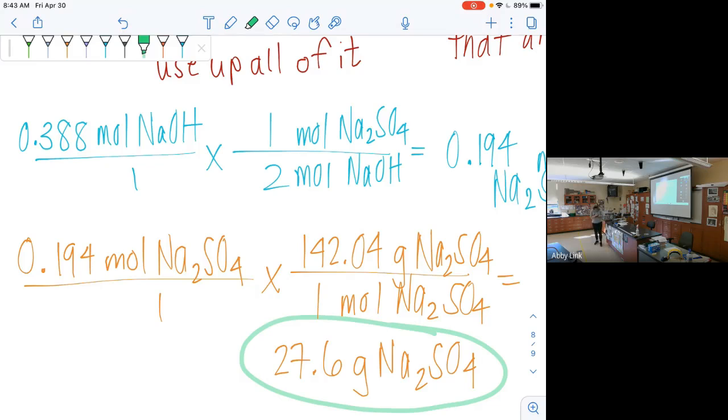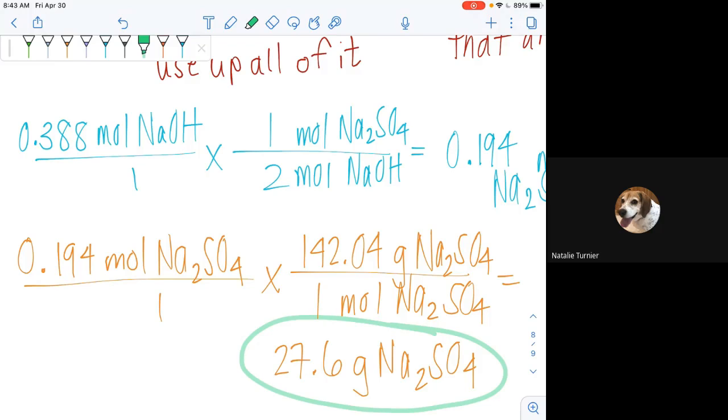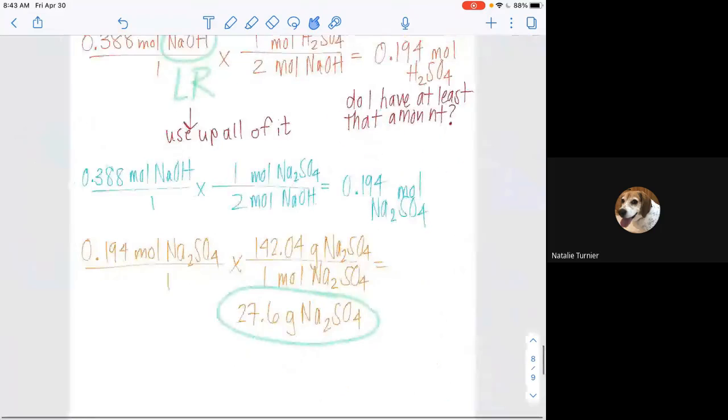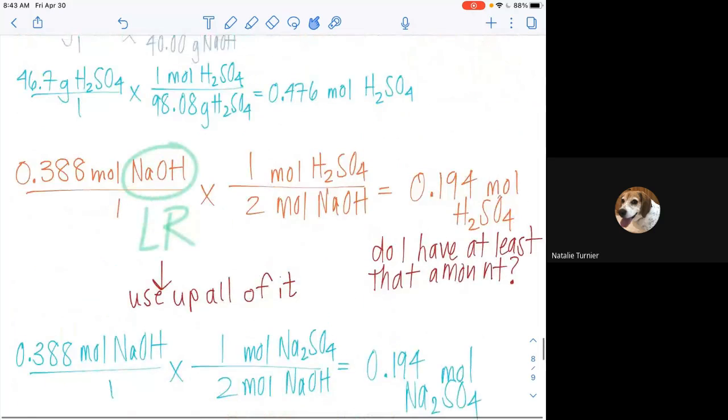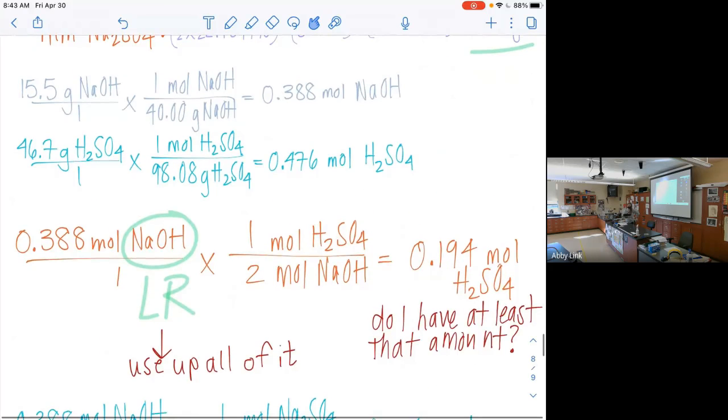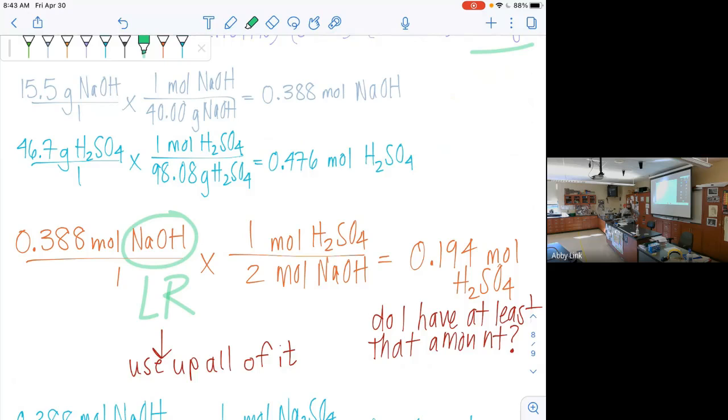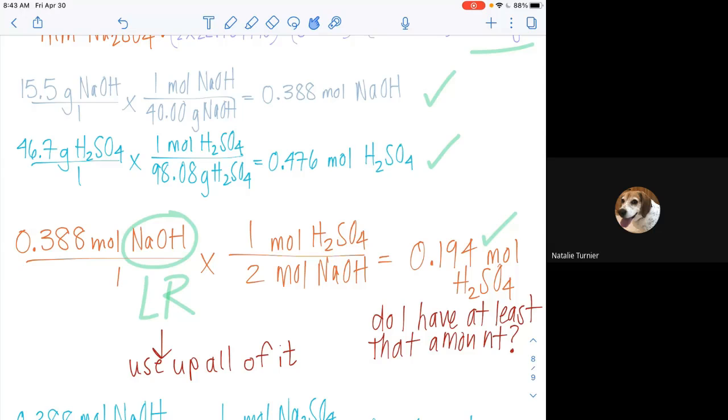All right. What questions do you have? I understand the values and the limiting reactant, but I don't understand where they go in the BCA table. Okay, so what values aren't you sure where they go? Are you talking about the 0.388 or the 0.476, or the 0.194? Kind of just all of them.